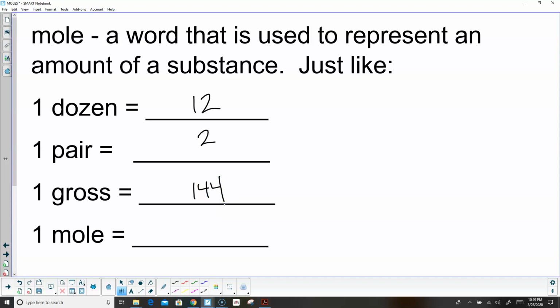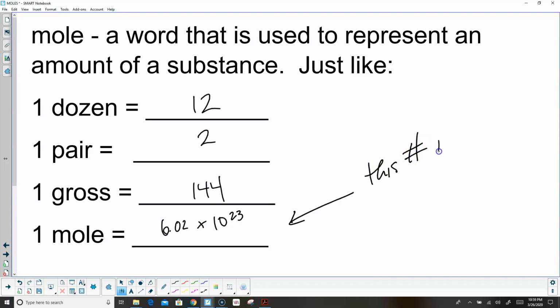A mole is just like all this stuff. It's a number. 6.02 times 10 to the 23rd power. I don't care what you're talking about. It could be pencils or school buses, stars in the sky, whatever. I mean, it's a quantity, it's a number. Okay? Just so you're aware.